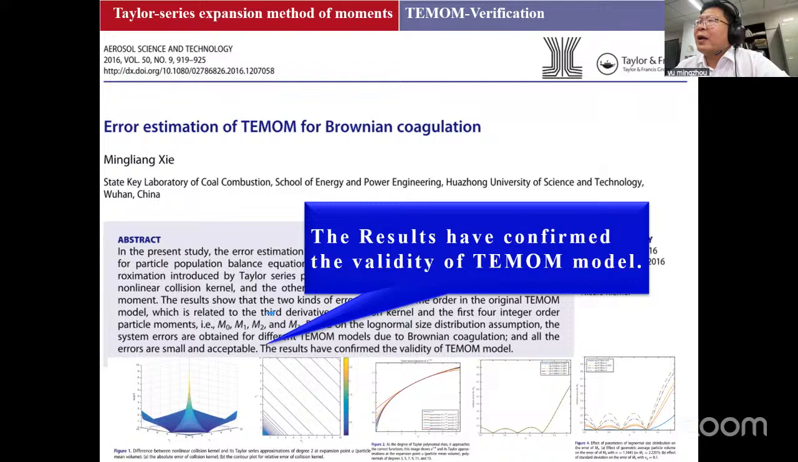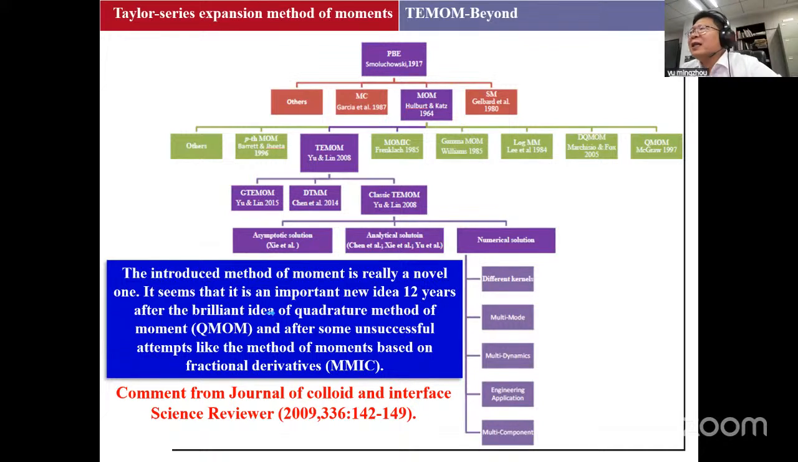Regarding TEMOM, Professor Xie Minliang from Huazhong University of Science and Technology, also in China, conducted an error estimation and validated this method as a good one. His work was published in Aerosol Science and Technology. The TEMOM has been further developed for several aspects, including multi-model, multi-dynamics, engineering applications, and multi-component.